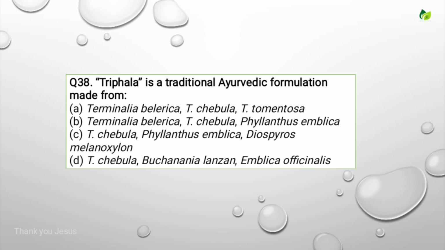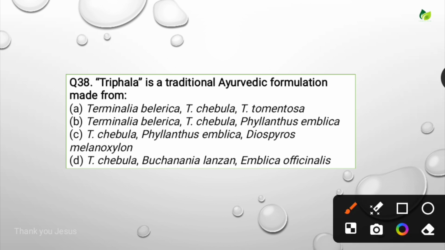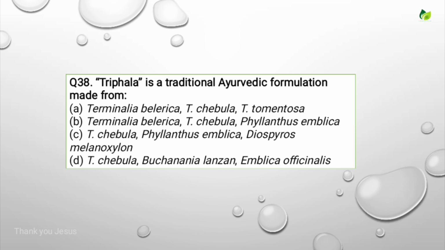For this the correct answer is Terminalia chebula, Terminalia bellerica, Phyllanthus emblica. So they are the actual combination of Triphala. These three fruits are used in making Triphala. They are commonly called Beheda, Haritaki and Amla. Let's see the next question.